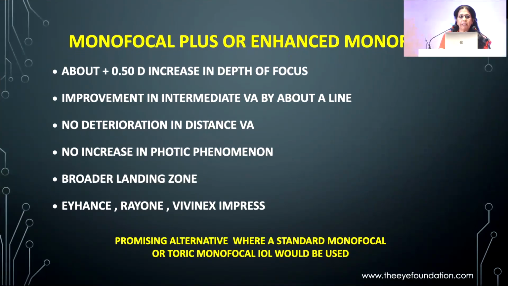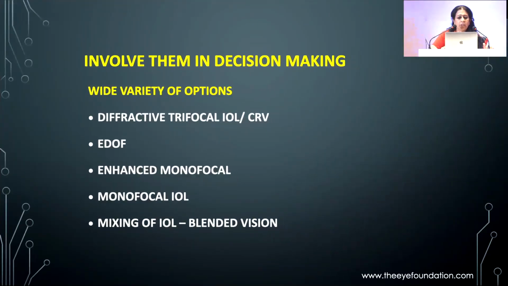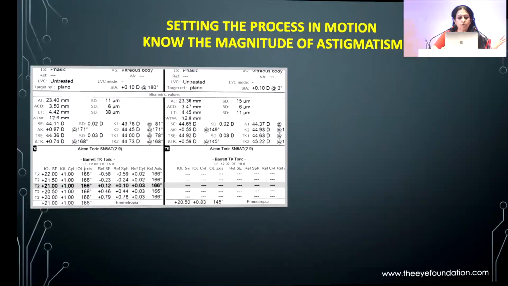While this was happening, a lot more also happened. Then came the monofocal plus lenses, or the enhanced monofocal lenses. What they did was, they just gave a little bump in the central optical zone, which gave a little 0.5 add. So just gave that little bit of landing zone, a broader landing zone, great distance, and a little bit of intermediate, which is provided with the iHance and the Vivinex Impress lenses. So then there were a lot of lenses for us to choose from.